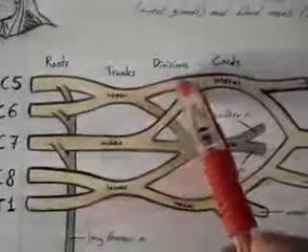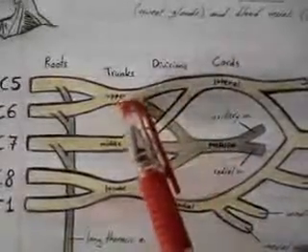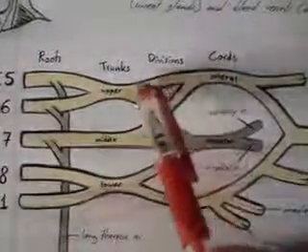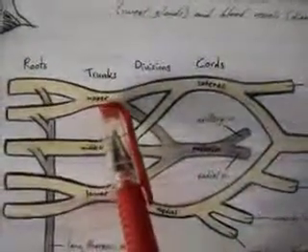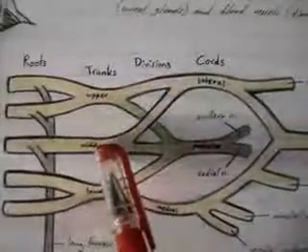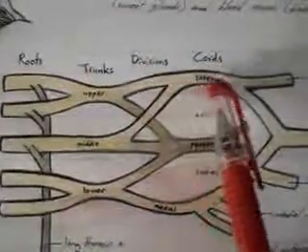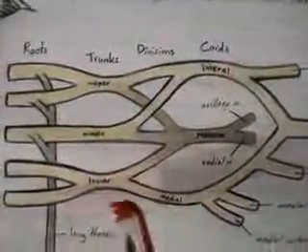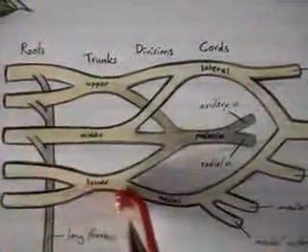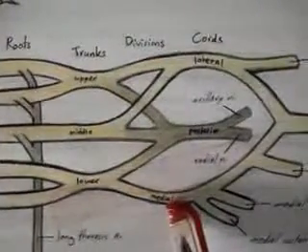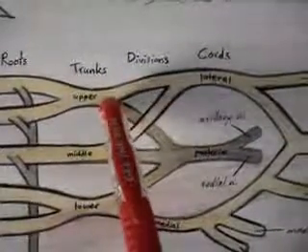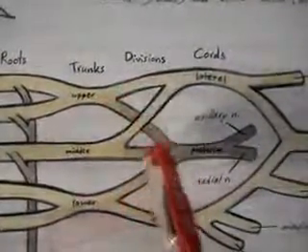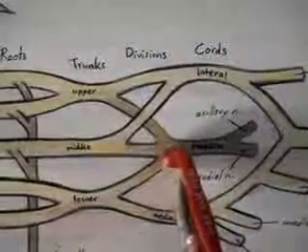Now the anterior divisions of the upper and middle trunk combine to form the lateral cord. As you can see here, one more time, the anterior divisions of the upper and middle trunks combine to form the lateral cord. The anterior division of the lower trunk, this one here, stays alone and forms the medial cord. And the posterior divisions of the upper, middle, and lower trunks all combine to form the posterior cord.